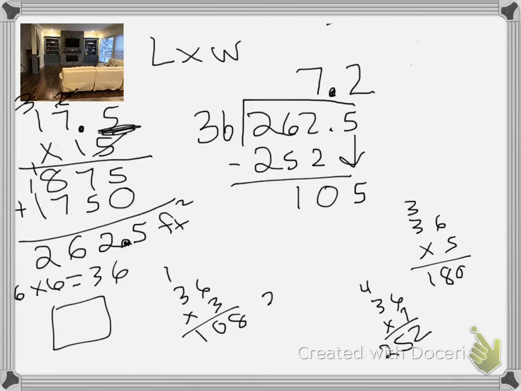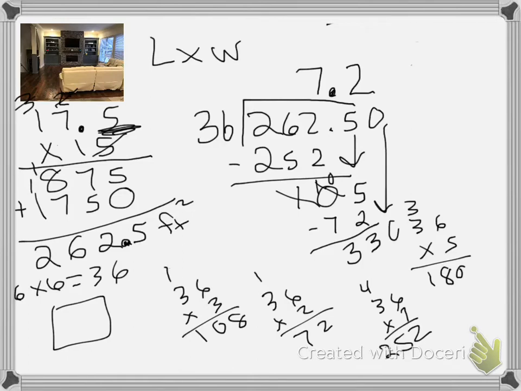So let me see what 36 times 2. 2 times 6 is 12. And 2 times 3 is 6, plus 1 more is 7. That gets me to 72. I'm going to subtract. 5 minus 2 is 3. And then I would cross this out, cross this one out, make this a 10. 10 minus 7 is 3. I'm going to add another 0 here. I'm going to bring this down. Oh, goodness. How many 36s could I pull out of 330?